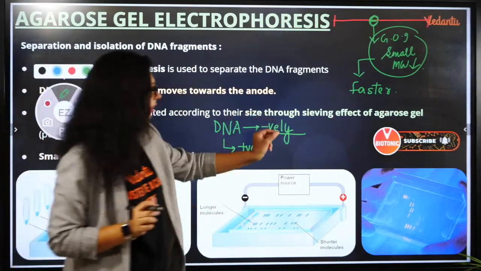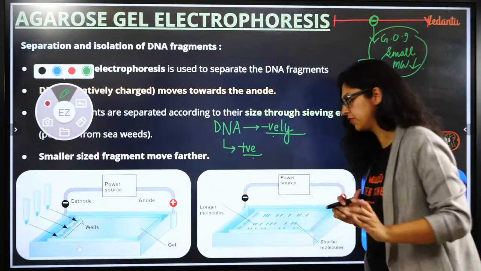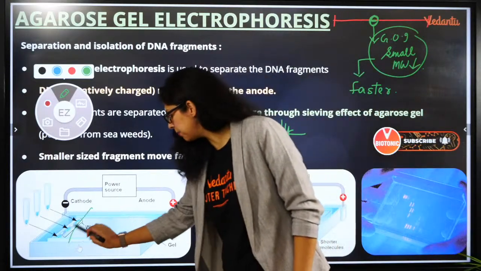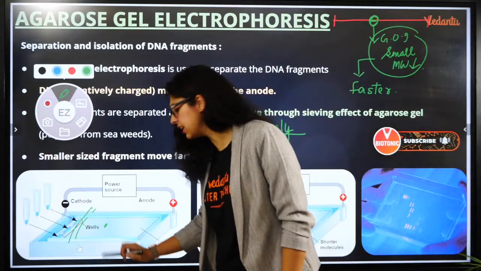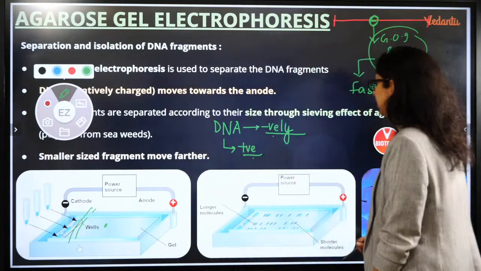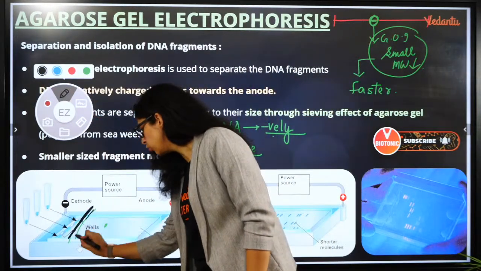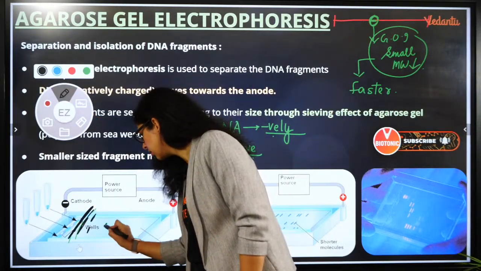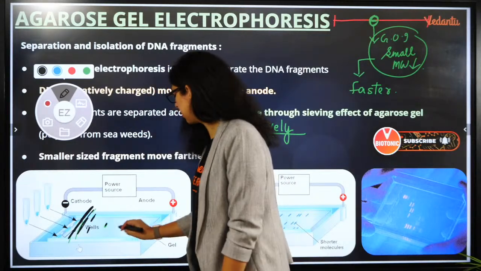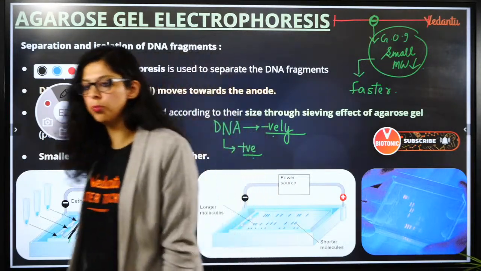And if it is moving towards a positively charged anode, I am putting all the fragments here. The smallest fragment, let me make that with a black colored pen. So I put all the fragments here. Now the smallest fragments will obviously be able to move ahead because of low molecular weight.